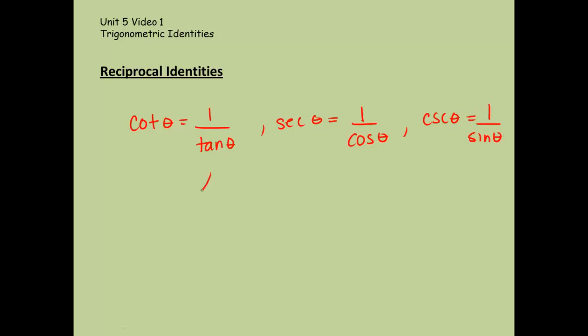These can be said in different ways, so I'm going to write the first one and ask that you complete these other two. I can say that tangent is equal to 1 over cotangent of theta. Do the same for both secant and cosine and cosecant and sine.